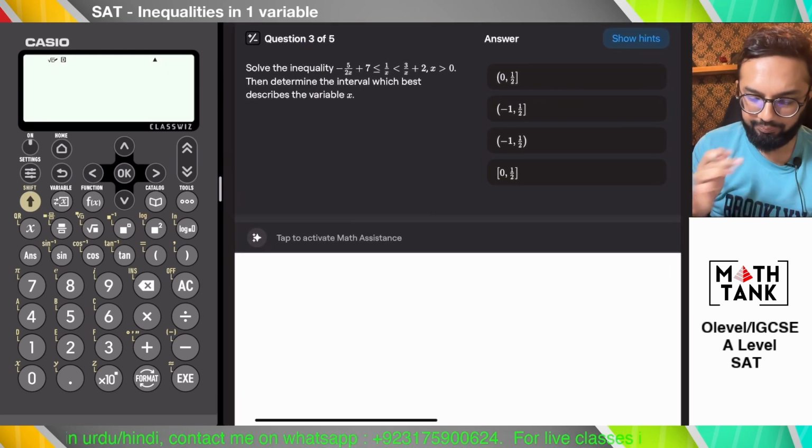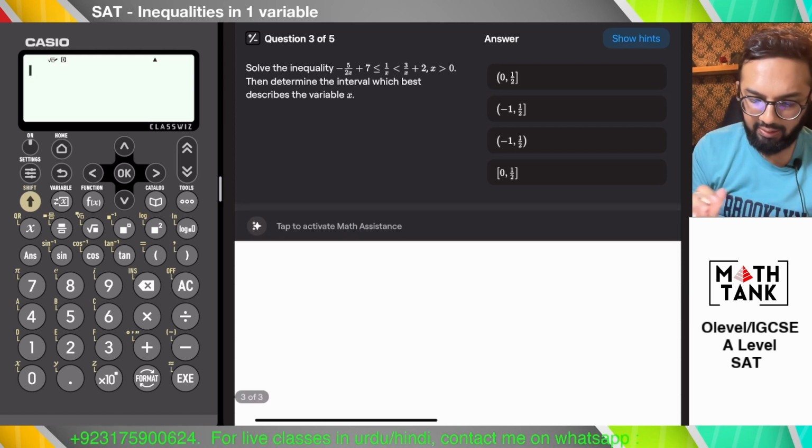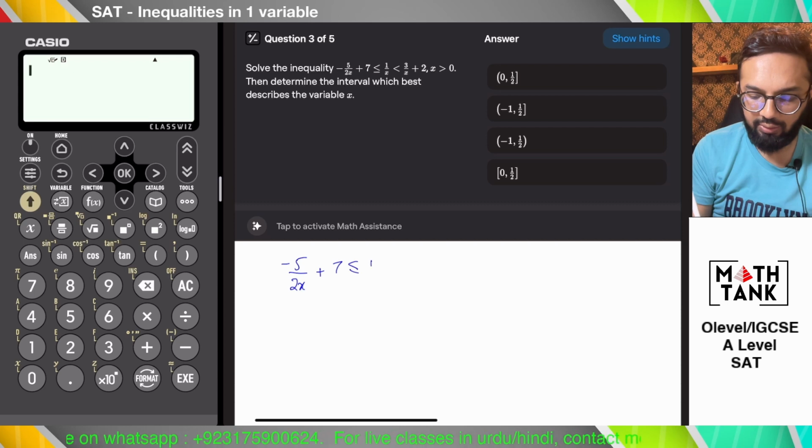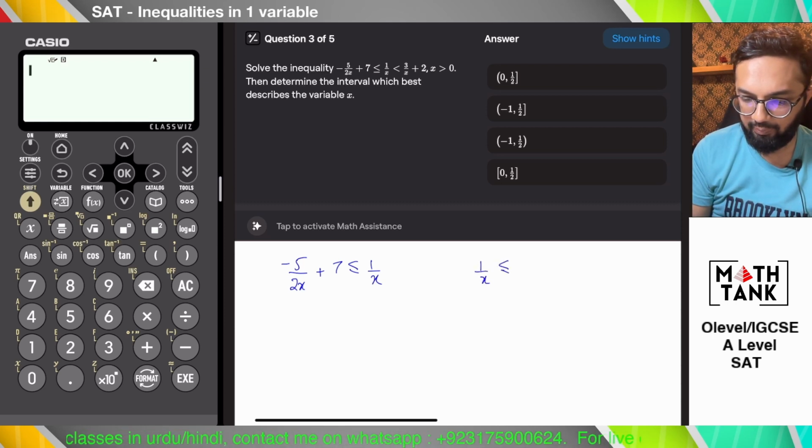Let's see the next one. It says solve the inequalities and determine the interval which best describes the variable x. Okay, so I'm going to break it up into two. These are difficult questions, which is why you see difficulty emerging here as well. So let's first try to separate the inequalities. And it says x is greater than 0.